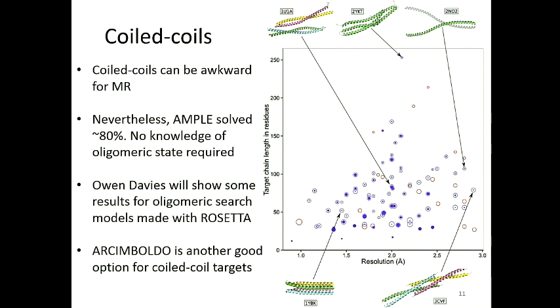What was nice with Ample was we realized that you didn't need to know anything about the coil. Coiled coils come in a variety of morphologies, as you can see, and Ample seemed to solve them all equally well. But actually you can do a better job if you do know something about your target, and Owen Davies is going to show some results for that. He's going to show that if you know that your coiled coil is a dimer, then you can model a dimer and use an oligomeric search model from Rosetta in Ample.